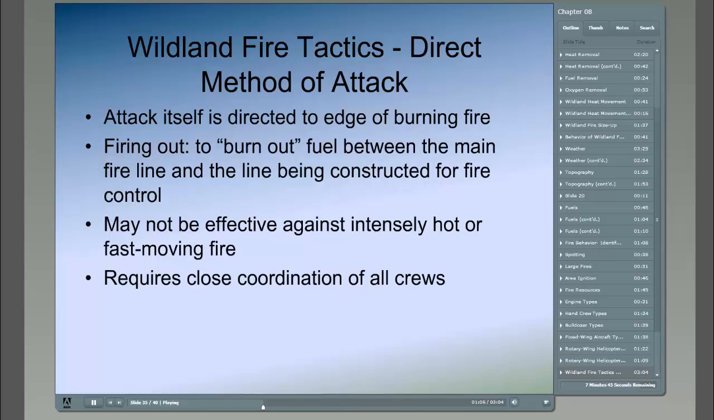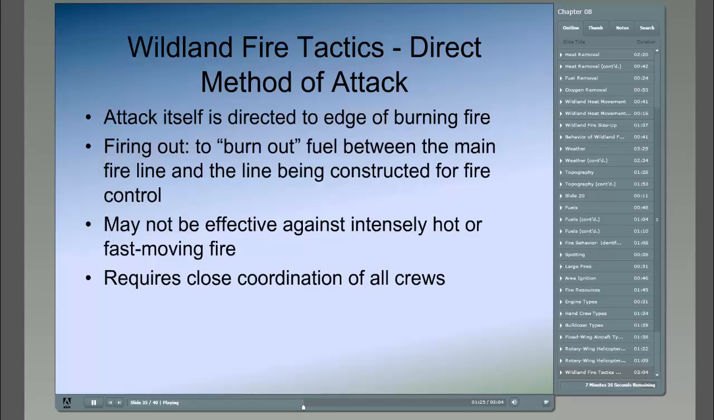It is generally used in the initial attack phase and used on the flanks or head of the fire depending on the amount of heat being generated. The main objective of this attack method is to stop the spread of fire as soon as possible.